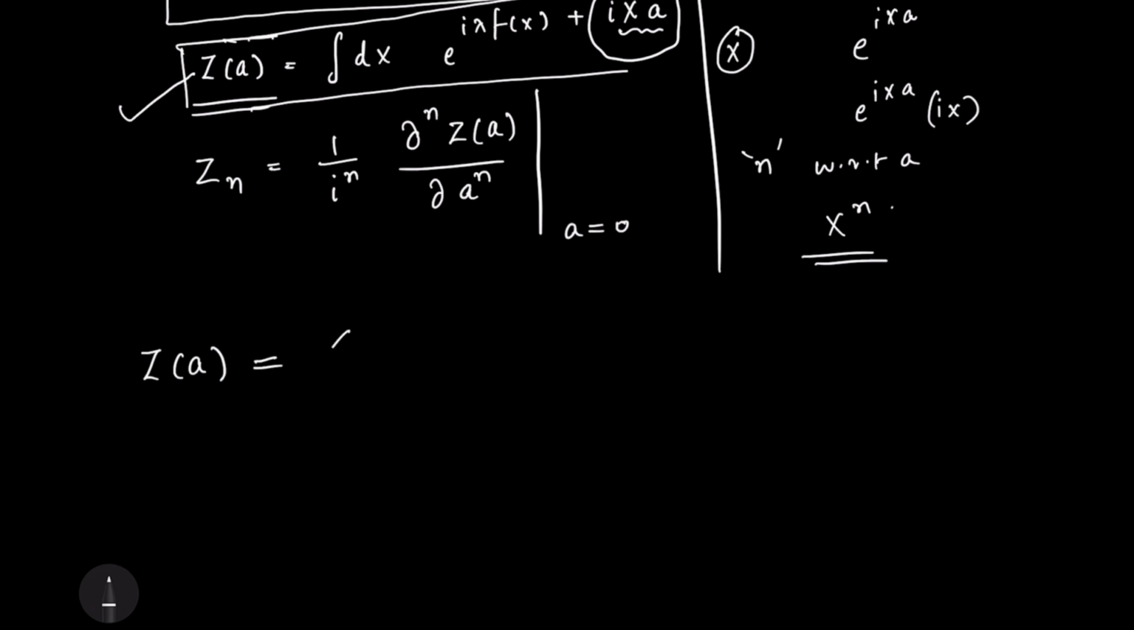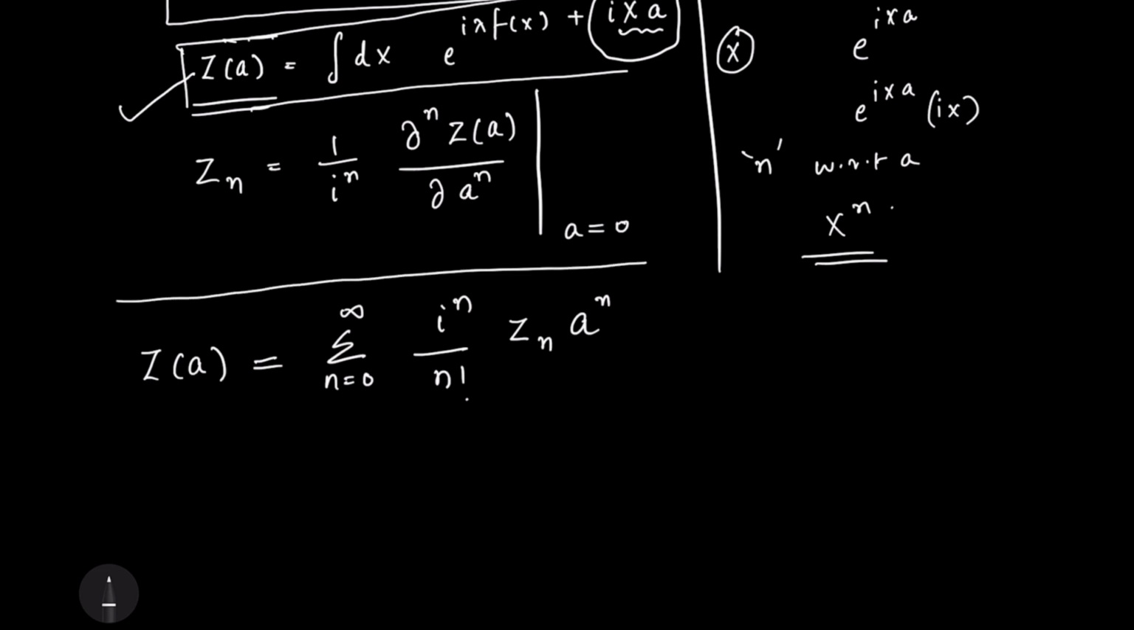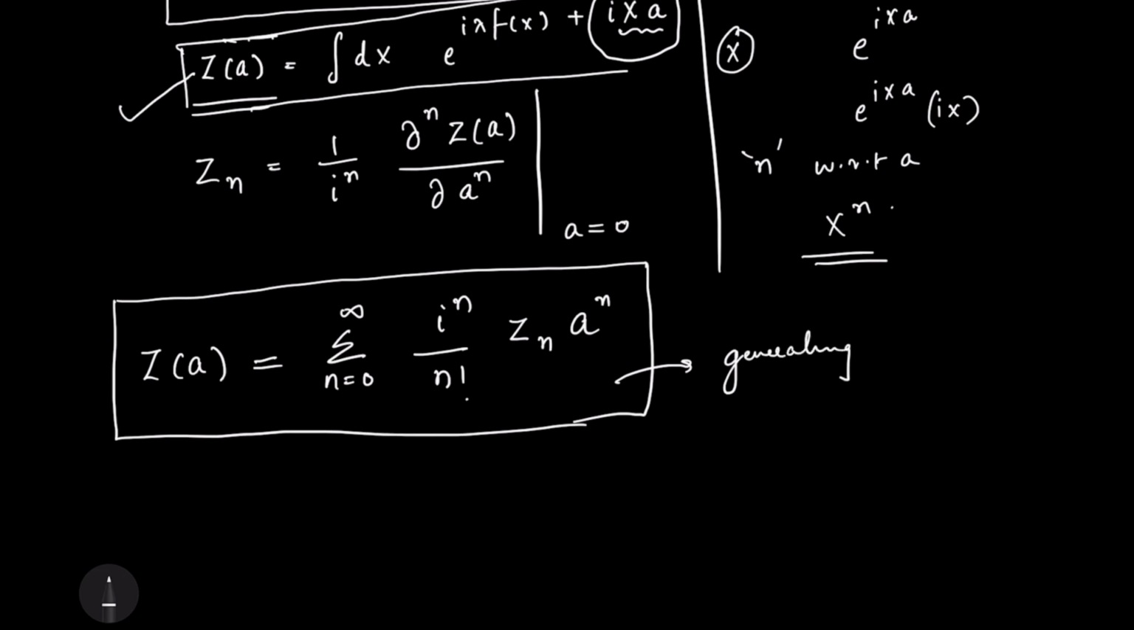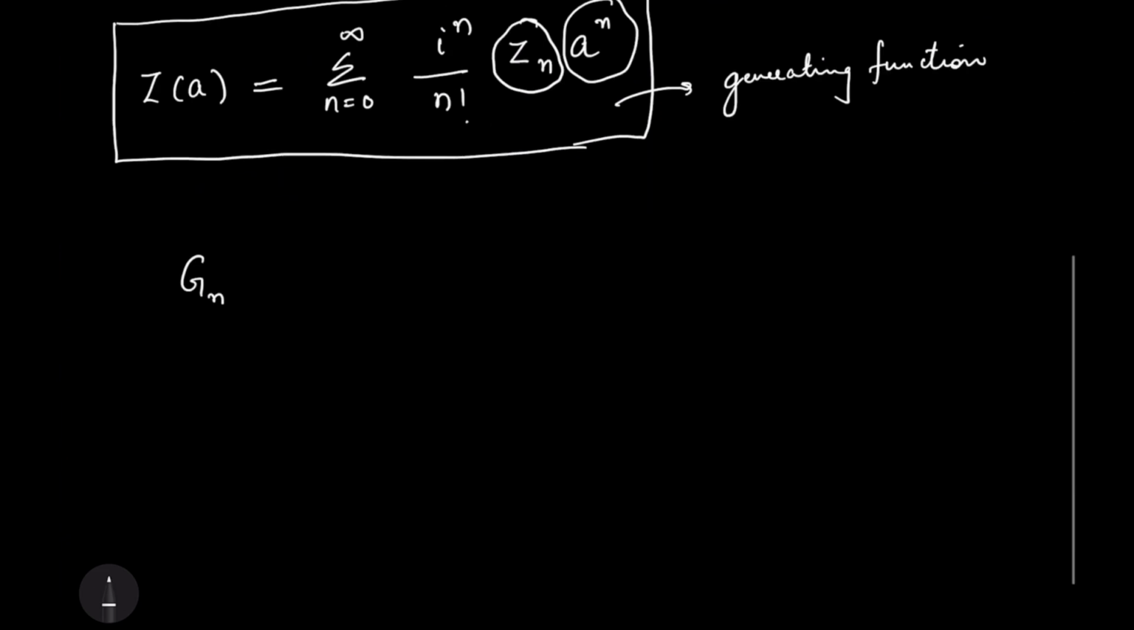So how do I do that? Summation n equal to 0 to infinity, i raised to n by n factorial, Zn a raised to n. This Z of a we call the generating function. Here Zn is the coefficient of a raised to n. The same idea can be used to generalize the n-point function.